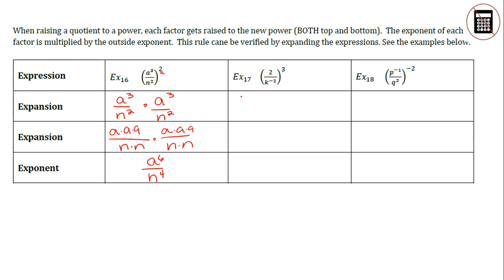Number 17, we have 3, 2 over k to the negative 2. We have 3 of these.